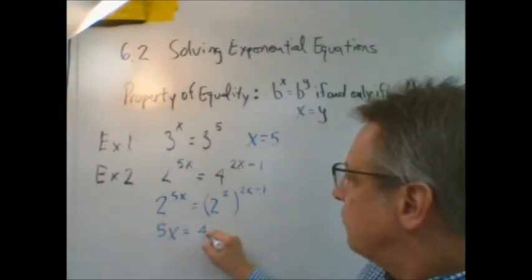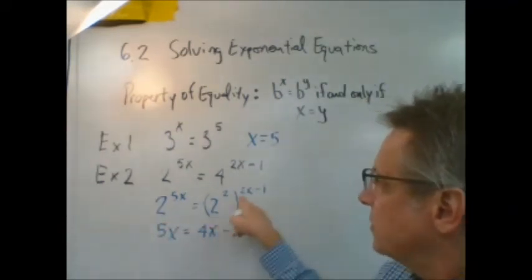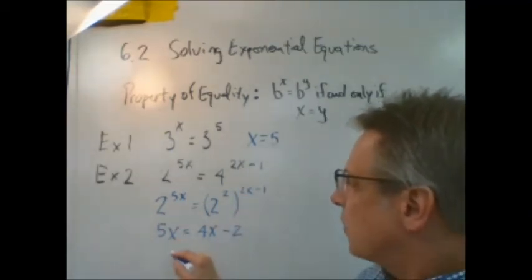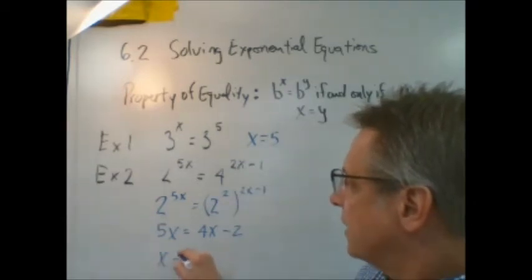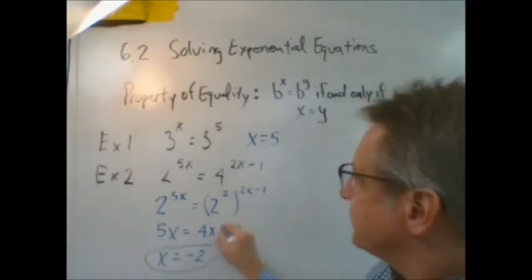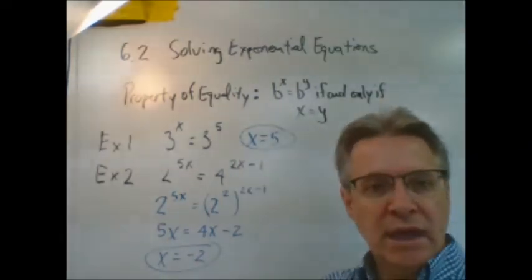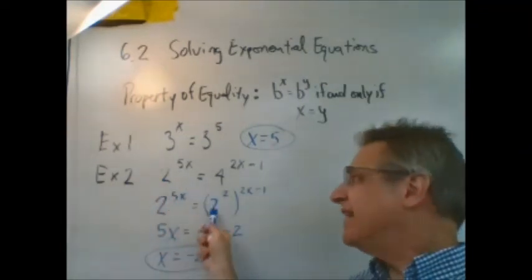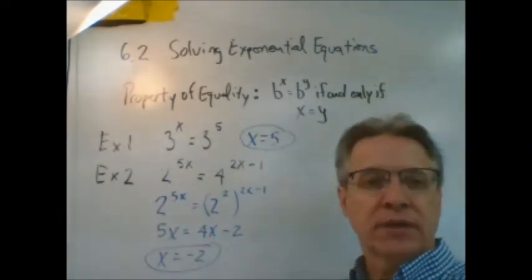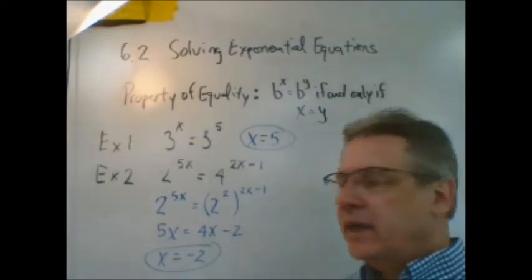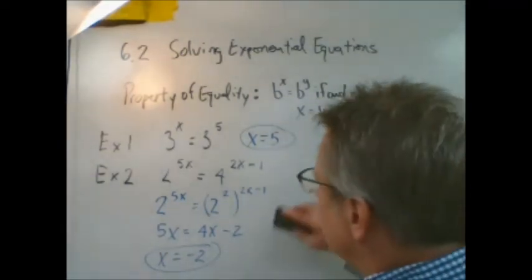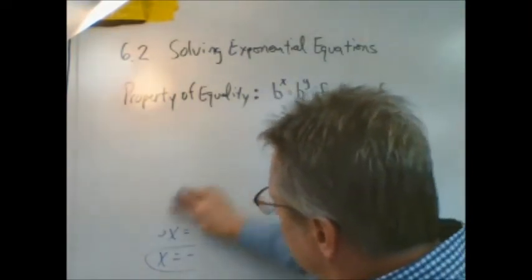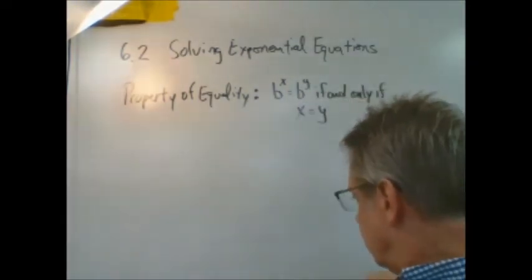5x equals 4x minus 2, if I distribute the 2 through the 2x and the negative 1. If we subtract 4x from both sides, we get x equals negative 2. And so when we don't have bases equal, we have to get them equal before we can set the exponents equal to each other. Let me do one more example for you, and then I'll let you try some of your own.